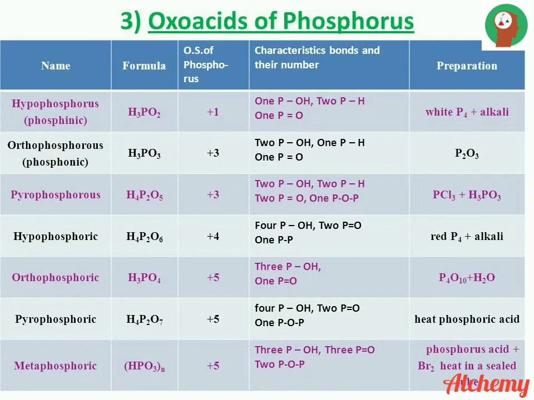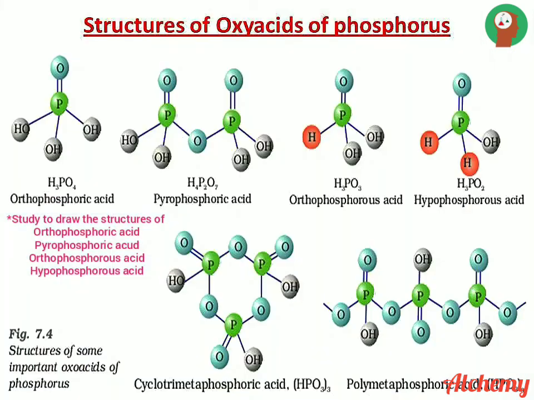Next we will discuss the oxo acids of phosphorus. Oxo acids are simply acids containing oxygen. The names of various oxo acids of phosphorus, their formulas and the oxidation number of phosphorus in each oxo acid are given here. The structures of various oxyacids of phosphorus are given here. H3PO4 is called orthophosphoric acid. H4P2O7 is called pyrophosphoric acid. H3PO3 is called orthophosphorus acid and H3PO2 is called hypophosphorus acid.